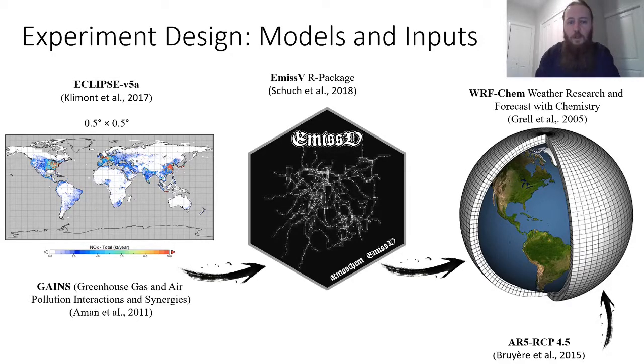It takes into account more than 200 technologies over the globe, and also takes into account the political measures to reduce air pollutants. To use this dataset, I'm using the MSV, the R package that maps the emissions to the model, and I'm also using the RCP 4.5 future climate scenario.